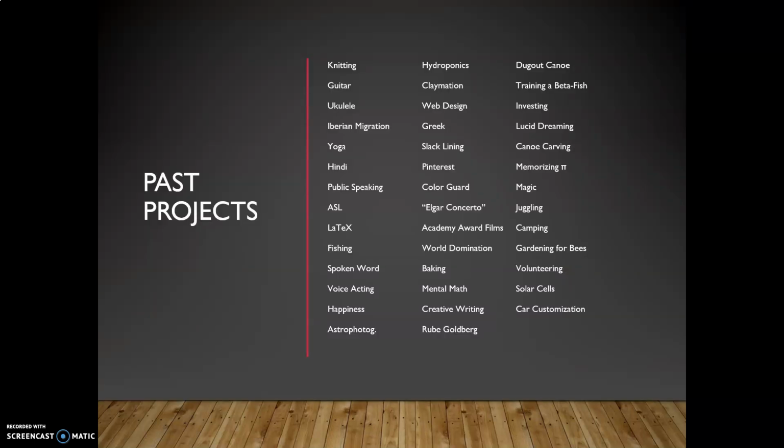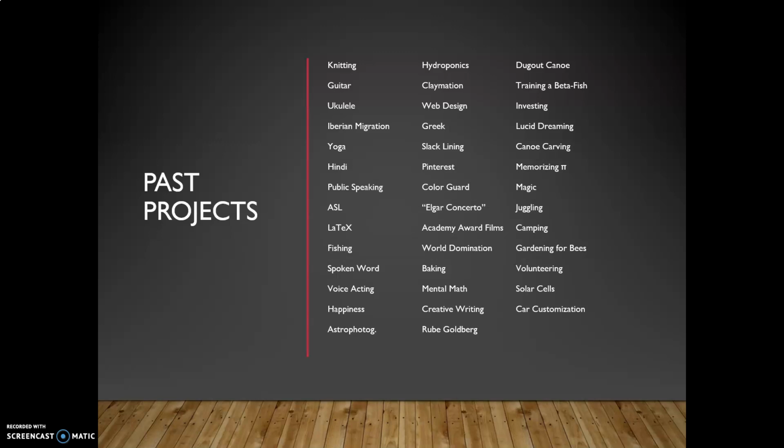These are past projects, so there's a wide variety of things that people have done. I began with knitting. That was very, very popular. Some odd ones that stand out. The Iberian migration. That student researched a theory about the history of essentially Southern Europe and how the Romans are essentially migrants from the Iberian Peninsula, which is where his ancestors came from.